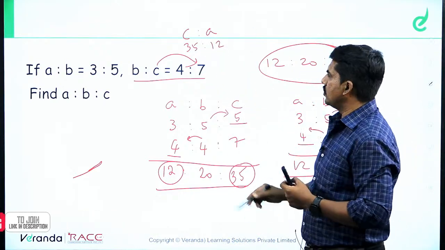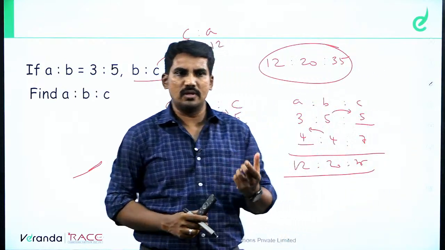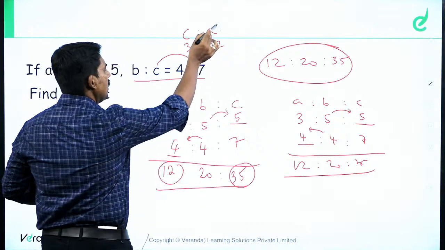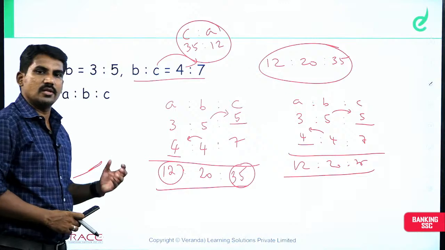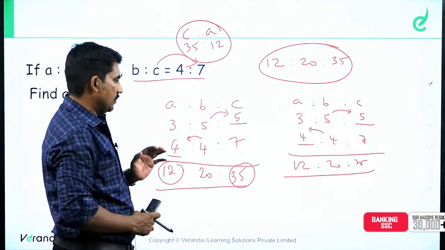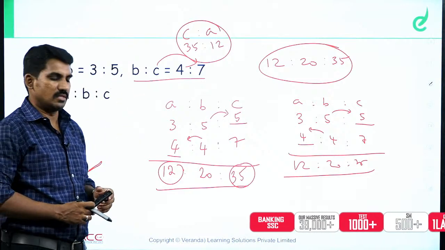Therefore C 35, A 12, like that only we have to take. C 35, A 12. Is there any common multiple to cancel? There is no common multiple. Therefore the final answer is what? C is to A, 35 is to 12. A is to C, 12 is to 35. Clear? So AB given, BC given, ABC, this is the method.